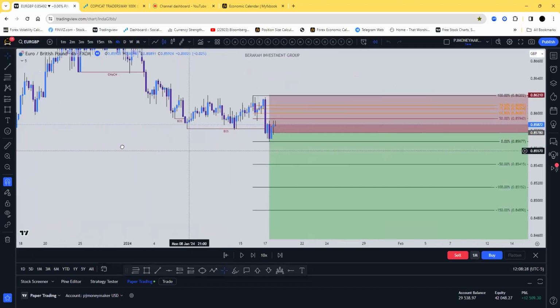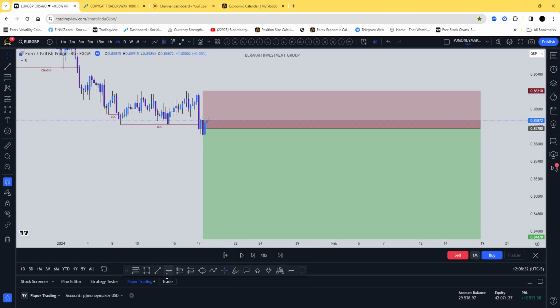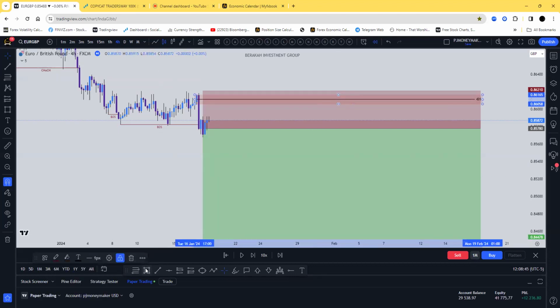Let's say the market is here. I'm waiting. Okay, let me take off the feed. The market is here. This is the order block right here for sale. Where is my fair value gap? It's right here, between this and this. This is my fair value gap.